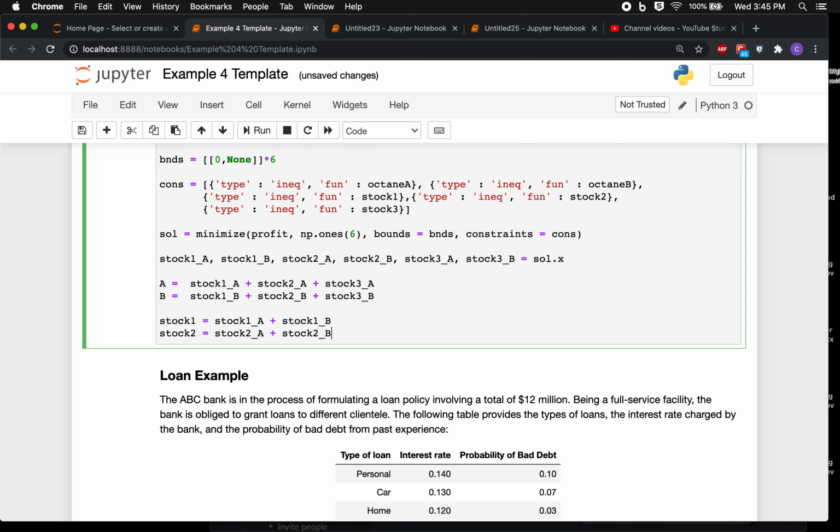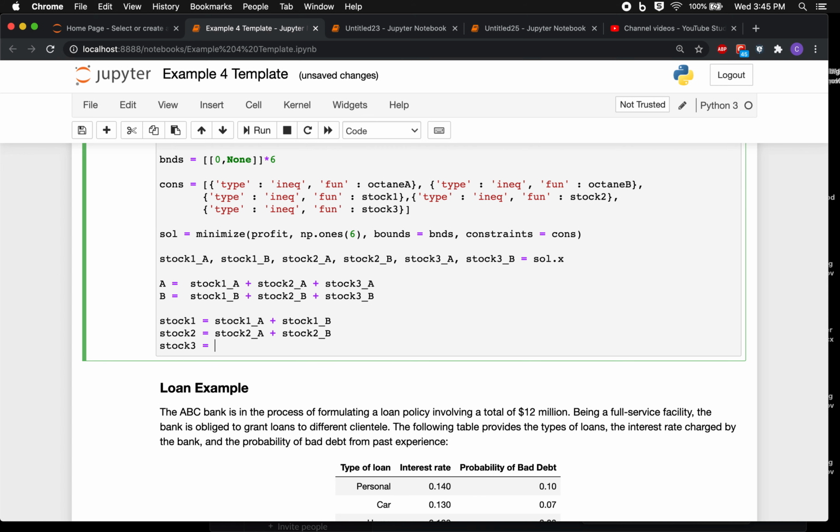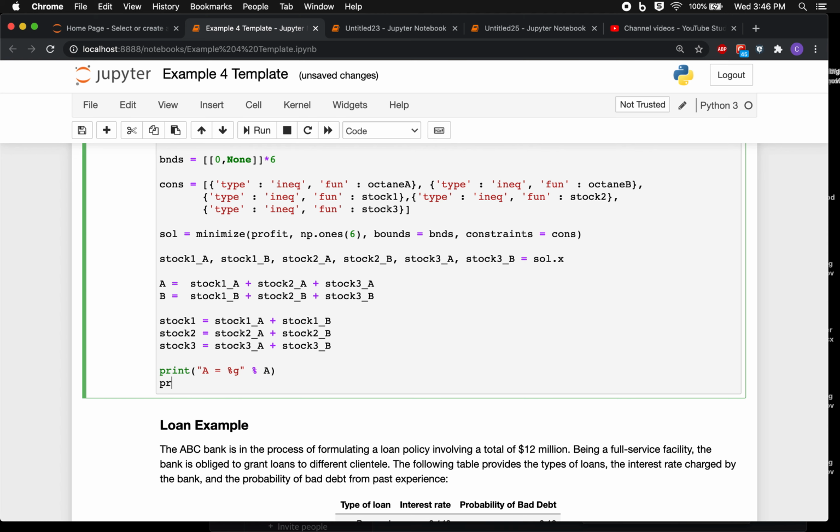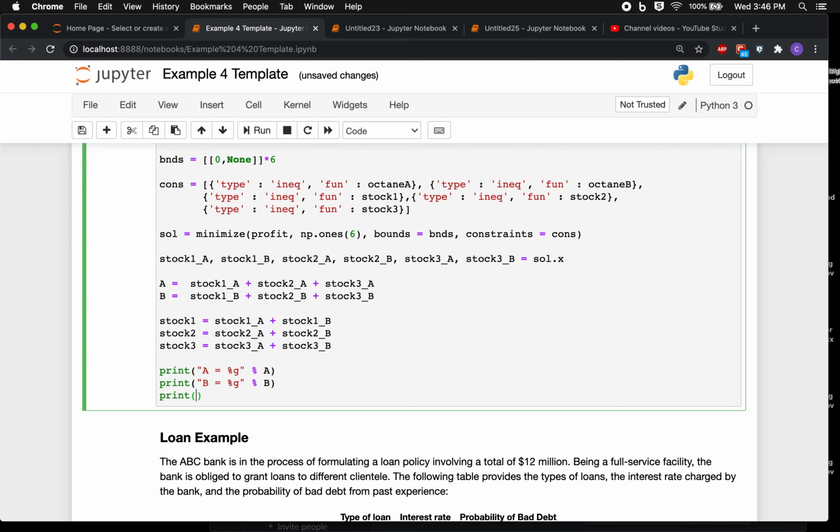And then I have my third stock, which is stock 3 to A plus stock 3 to B. And so then I can print and I can say A is equal to %g, and I'll put my A there. Then I'll print the amount of B that I make is %g, and then I can do the amount of B that I make, and then I can say how much of the stock 1 do I use.